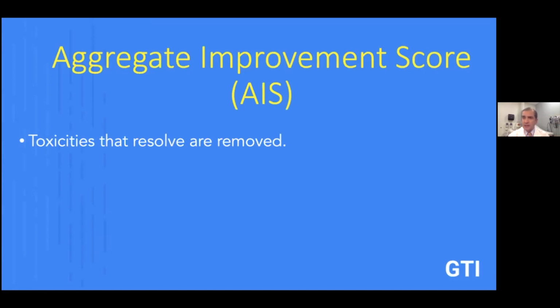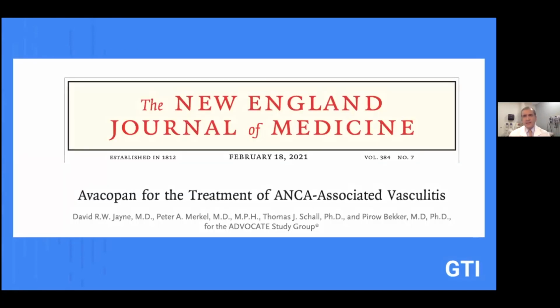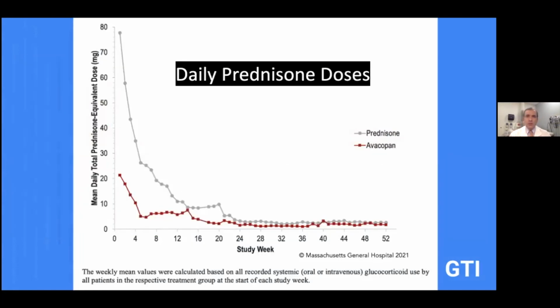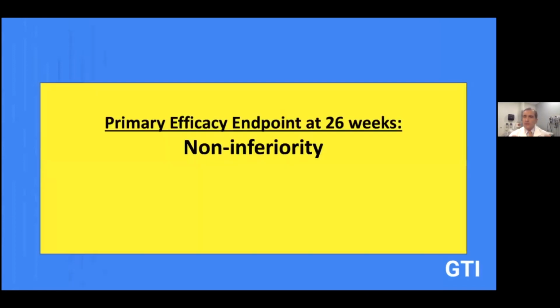So let's turn now to the Advocate data, Avacopan for the treatment of ANCA-associated vasculitis. And I'll show you how the GTI was used in this context. These two curves show the mean daily prednisone doses for the two groups. Standard of care is in the gray curve. The Avacopan group is illustrated by the maroon curve. So there were different quantities of steroids in these two trial groups. Now, this was the first part of the primary endpoint for this trial.